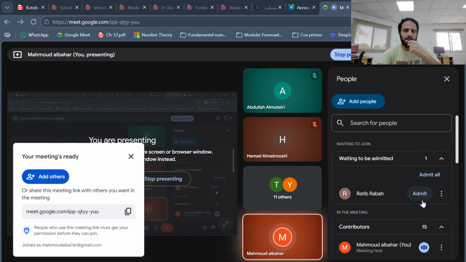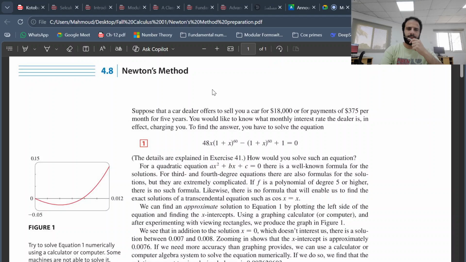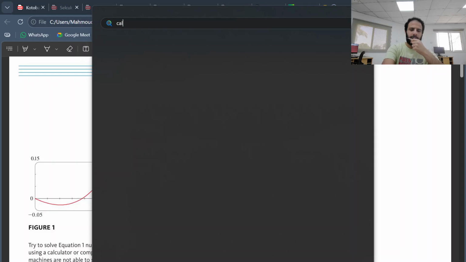Good afternoon, everyone. Today we will explain Newton's method, okay? Section 4.8. So, let's start. We will explain Newton's method from this file. For this section, you need your calculator. Let's prepare the calculator.